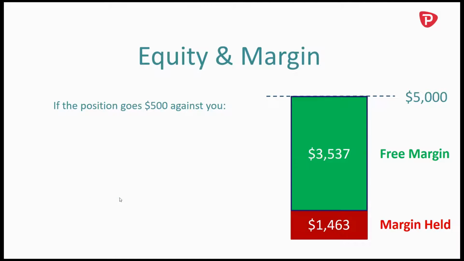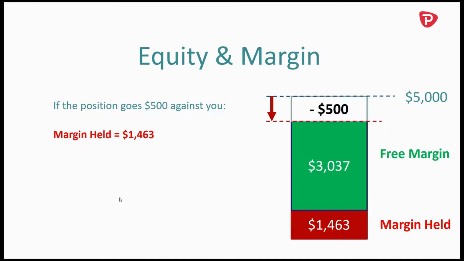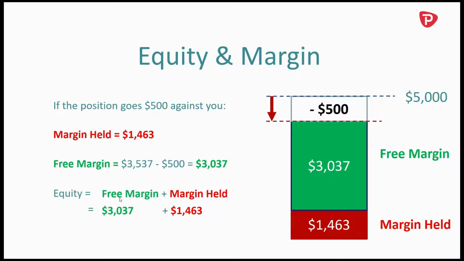Let's now take a look at what happens if the position goes $500 against us. Again, our margin held will remain the same. Our free margin, however, will go down by $500 this time, and that would mean that if we close the trade at this point, we would have a total equity in our account of $4,500.